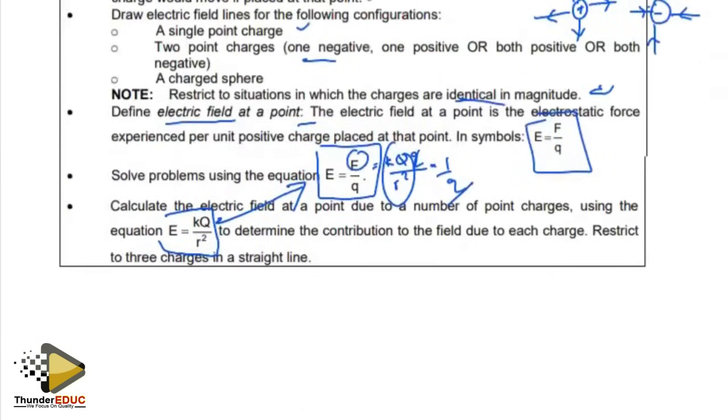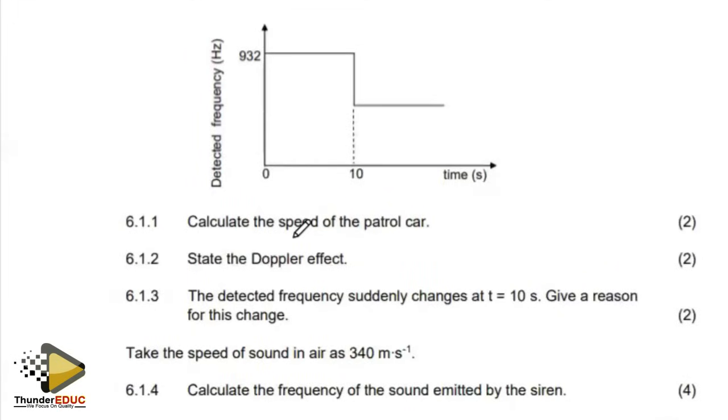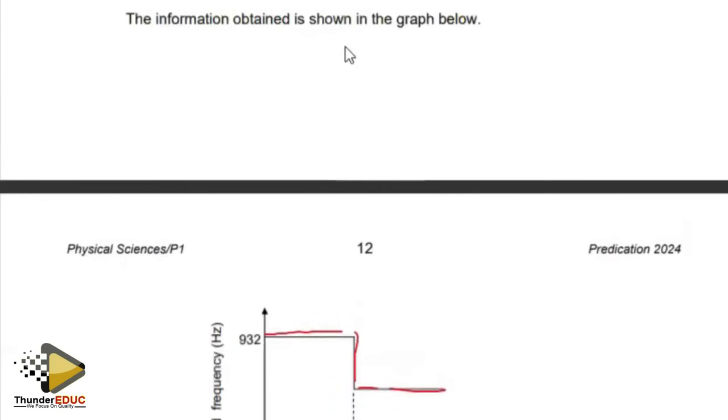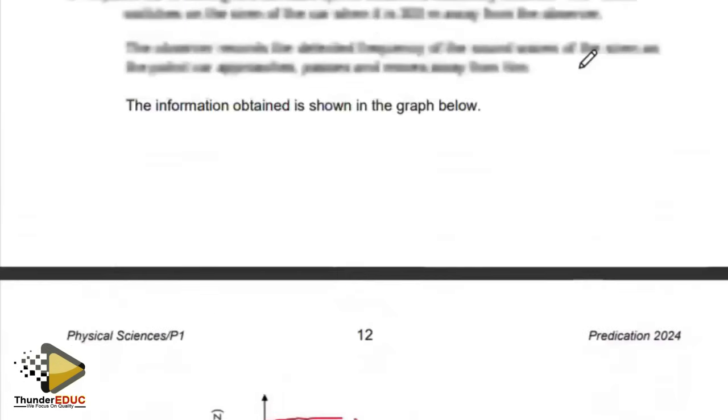Let's look at the sample questions, question number 6 in this case. You're telling us that a patrol car is moving at a constant speed towards the observer. So the scenario changes. It's moving towards. The driver switches on the siren when it is 300 meters away from the observer. The observer records the detected sound waves of the siren as the patrol car approaches, passes, and moves away. Information is given on the graph. Wow, this is interesting. So approaching, then passes, and then moves away. Does that make sense? Approaches, passes, moves away.